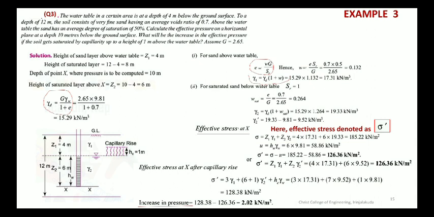Okay. Now we shall discuss only about the first part. So in the first part, no capillary rise is occurring. Okay, so that is our solution, and we need to find out the gamma value of these two layers. So what are the clues given to find out the gamma value? So they have given G value as 2.65 and the void ratio is 0.7.